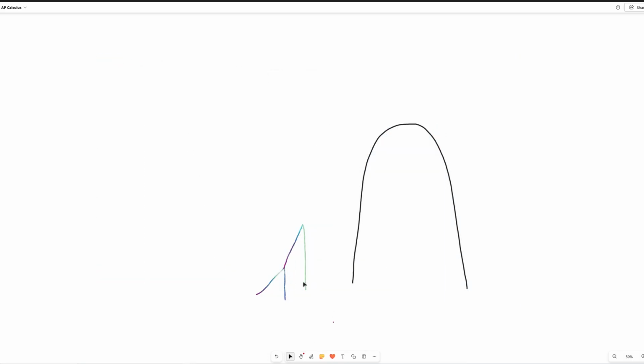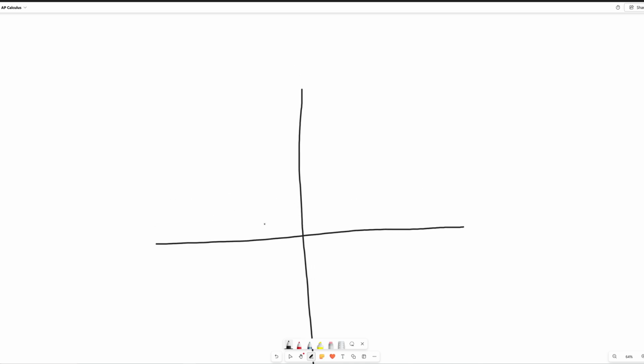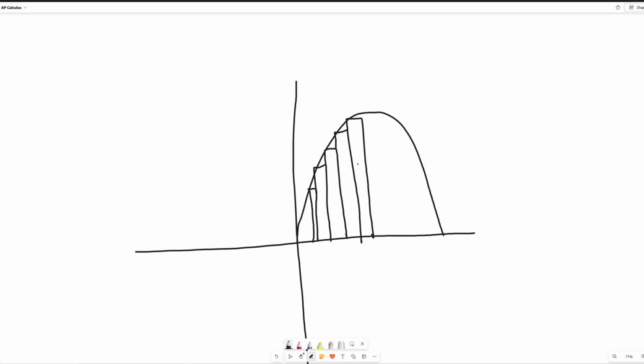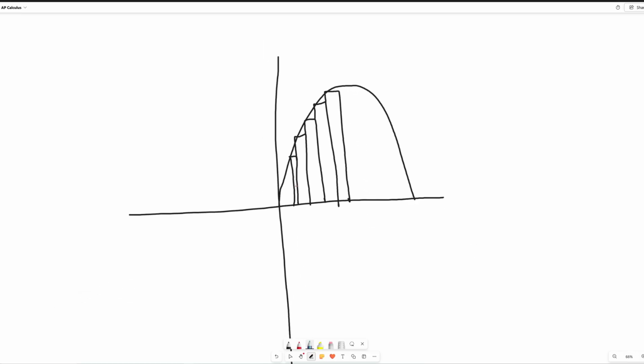So now, what happens if we were to take this to infinity? Well, let's just do a random function like this. If you had smaller and smaller rectangles, eventually, the smaller rectangles you got, you'd have less and less area over here, in which case you would have the exact area under the function. So how could we write that?